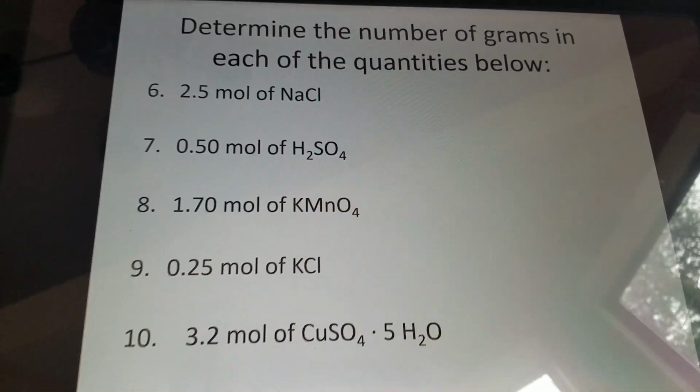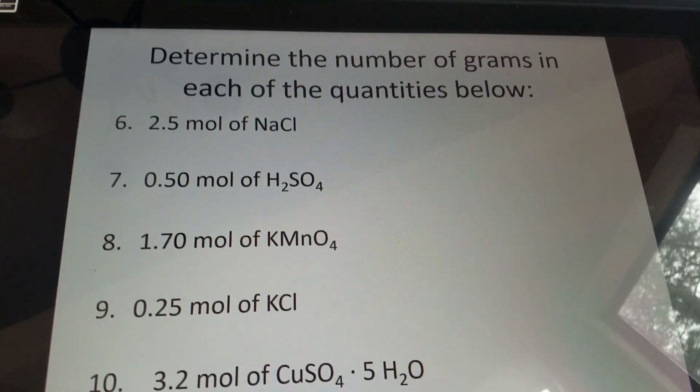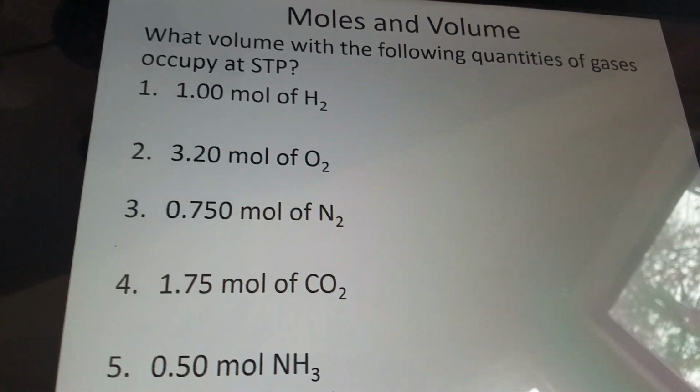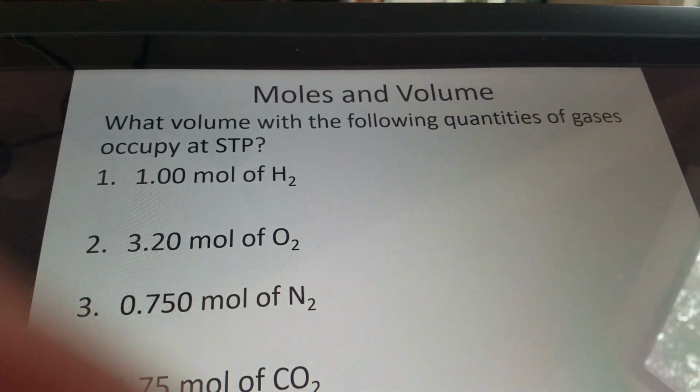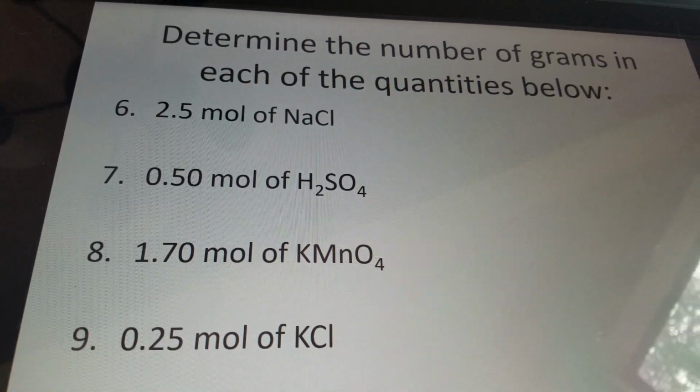Now if we go the other direction and we want to start off with moles and go to grams, then, let's see, I've got to back up a little bit. Somehow I got off here.